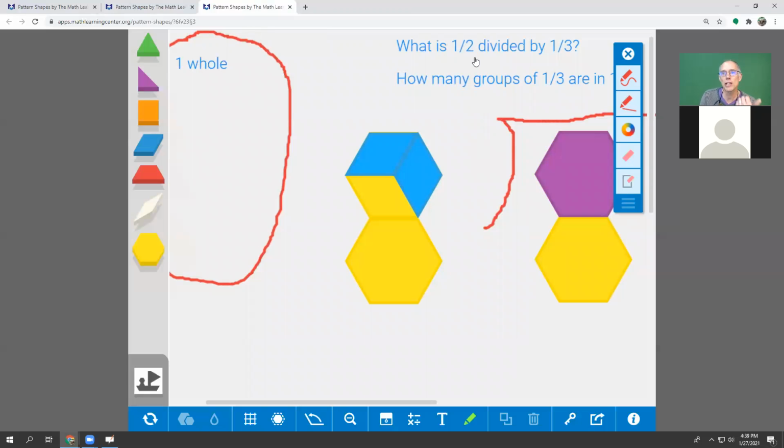All right. So here, what is 1/2 divided by 1/3? In other words, how many groups of 1/3 are in 1/2? So over here is my 1/3. And I'm asking how many times does that go into 1/2? And looking at that, I can kind of see that this shape right here goes in once, but then there's this extra chunk right here. So how do I describe that extra chunk? Certainly goes in one time. And what did you guys decide about that extra chunk? How do I describe it?